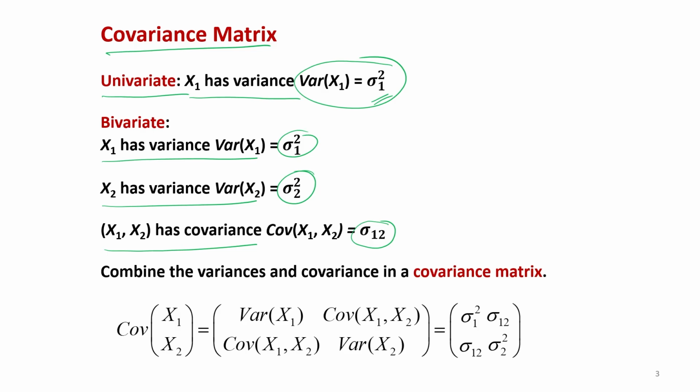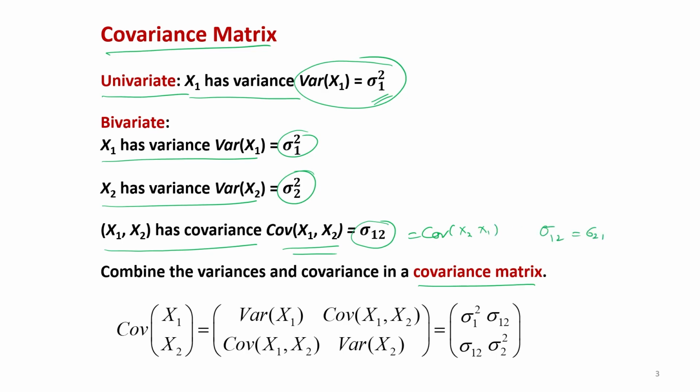Now there are three pieces of information: the variance of x1, the variance of x2 and the covariance between x1 and x2. All this information can be expressed in the form of a matrix which is called the covariance matrix. You have to keep in mind one thing, that the covariance between x1 and x2 is the same as the covariance between x2 and x1. So this sigma 12 is the same as sigma 21.